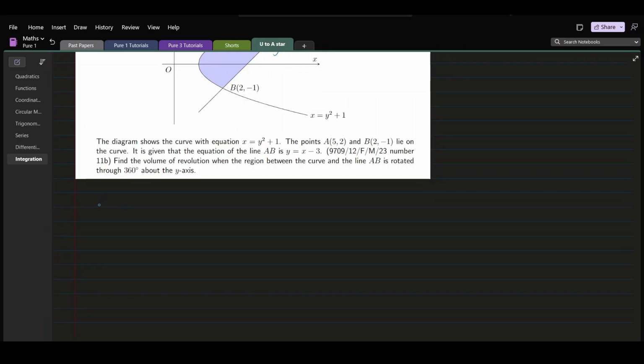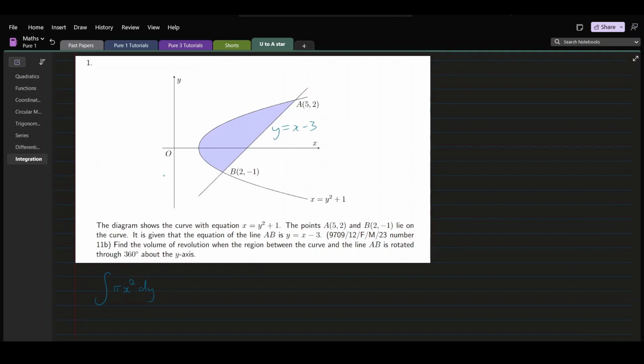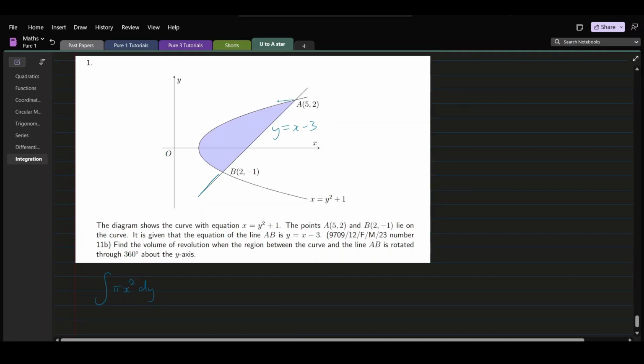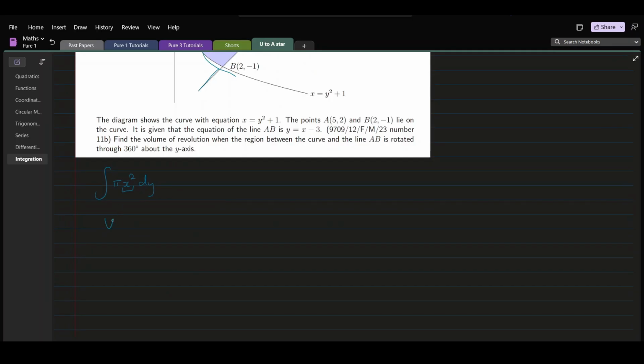So the formula that we use for volume of revolution about the y-axis is the integral of pi x squared with respect to y. So since we want the shaded region, it means we want the volume that will be generated by this line minus the volume generated by our curve. So we can write an expression to say that the volume that we want will be equal to volume generated by line minus volume generated by curve.